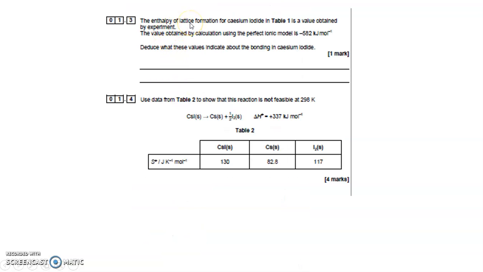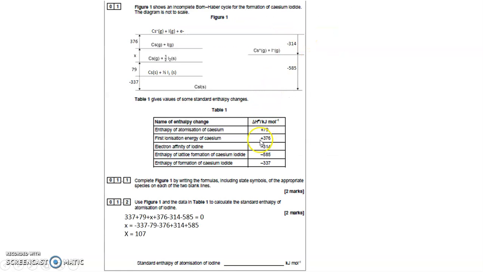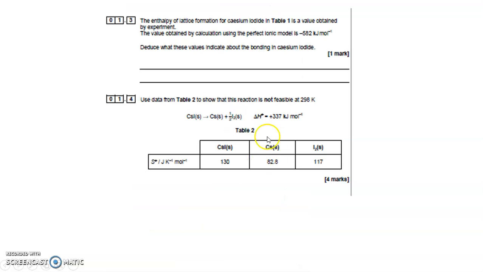The enthalpy of lattice formation of cesium iodide in table 1 is the value obtained by experiment. The value obtained by calculation is minus 582. So let's have a look what that one was. Minus 585 by experiment, minus 582. They're not very different at all. They're very, very similar. So this shows that cesium iodide is almost perfectly ionic. It's got no covalent character or hardly any covalent character at all. It's almost perfectly ionic because the values almost match.